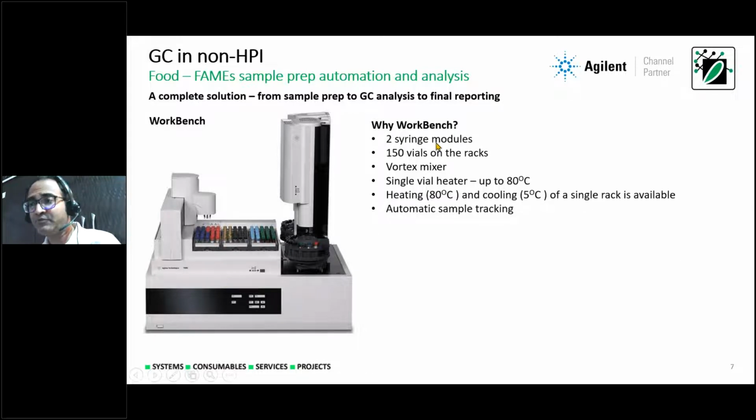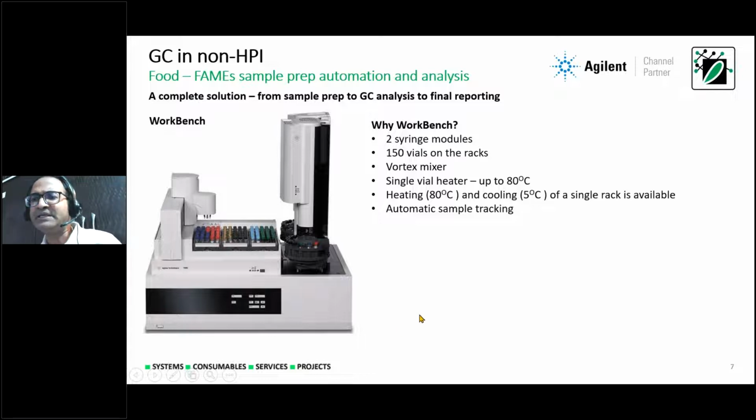It has a dual workbench, so it has two syringe modules. You are able to see the front tower here. Behind this front tower, there is a second tower that assists with the sample prep that we have to do. So there are two syringe modules available. 150 vials can be placed here on three different racks, so each rack holds 50 vials.